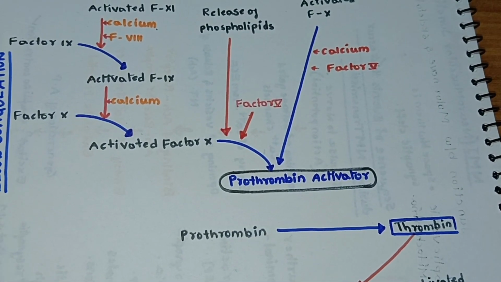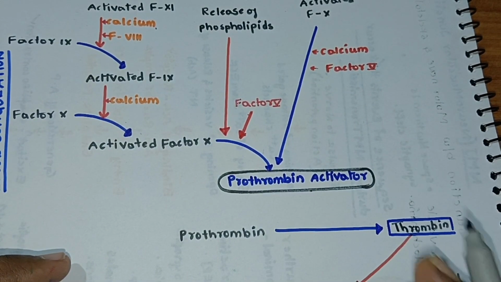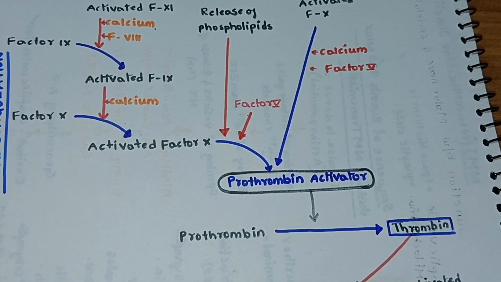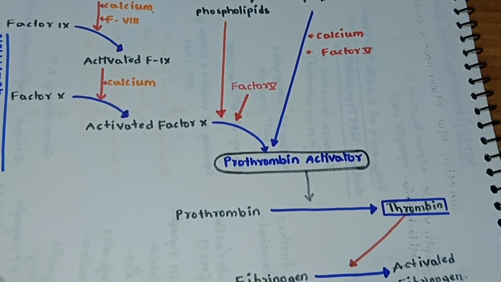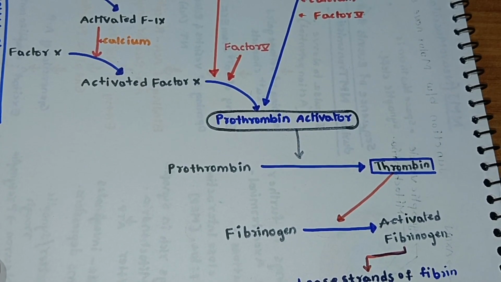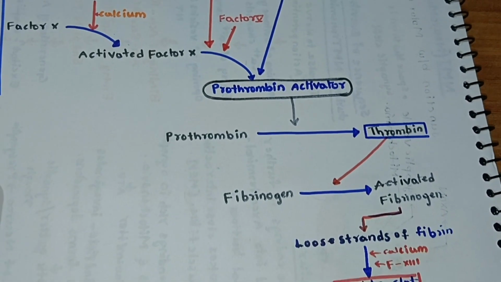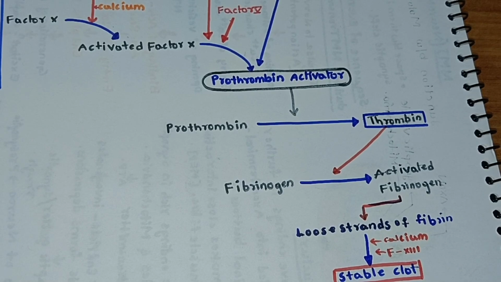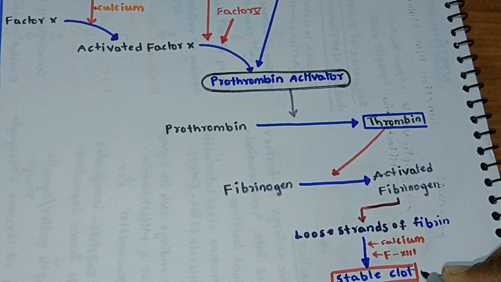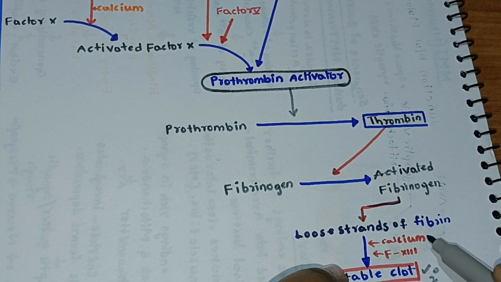And the second stage is what? Prothrombin is converted into thrombin by prothrombin activator. Now this thrombin activates fibrinogen into activated fibrinogen. This activated fibrinogen is nothing but loose strands of fibrin thread. Now these fibrin threads together form a stable clot, in the presence of calcium and factor 13.